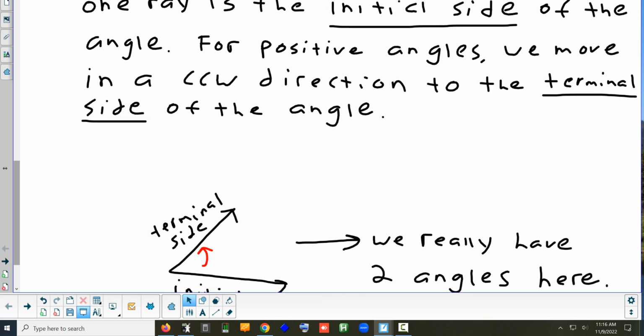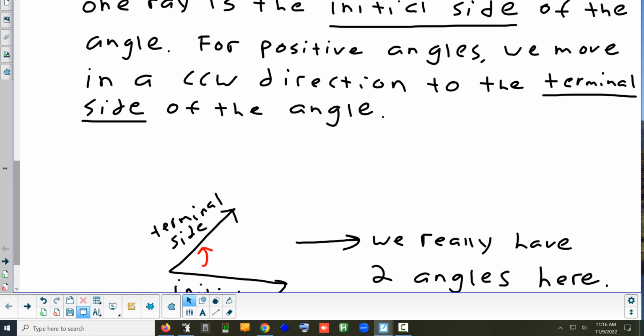Here's another example. In that one, the initial side is almost where it should be. It should be horizontal. It's not quite, but it's pretty good. So the initial side is on the bottom, and if you rotate counterclockwise, you get to the terminal side, pointing up and to the right.